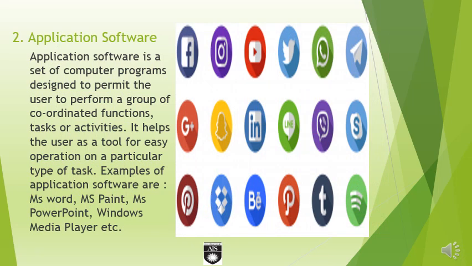Let's know now what is an application software. An application software is a set of computer programs designed to permit the user to perform a group of coordinated functions, tasks, or activities. It helps the user as a tool for easy operation on a particular type of task. Examples of application software are MS Word, MS Paint, MS PowerPoint, Windows Media Player, etc.